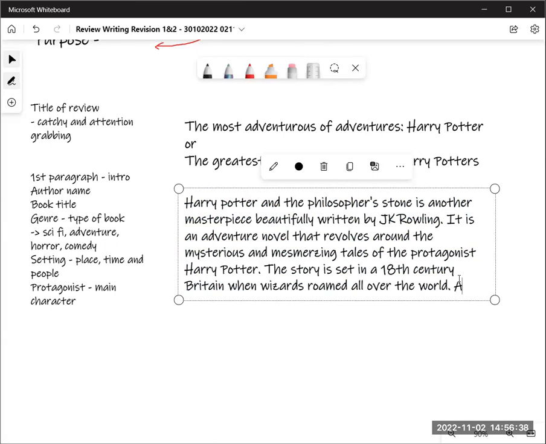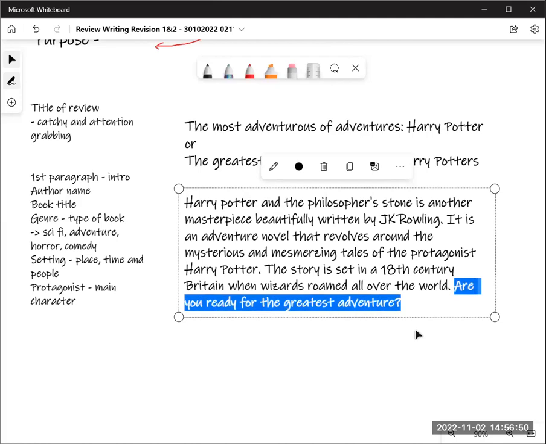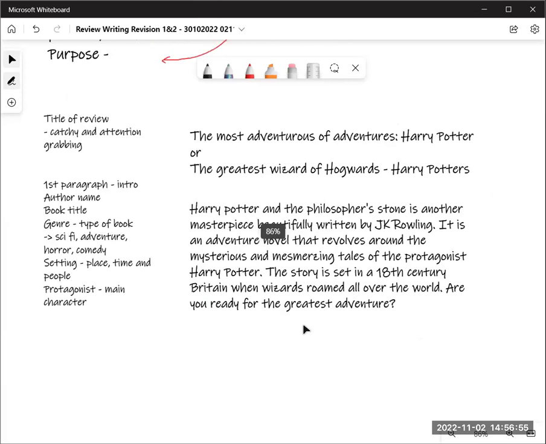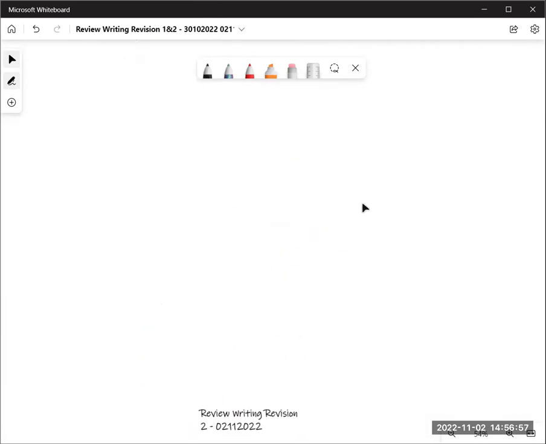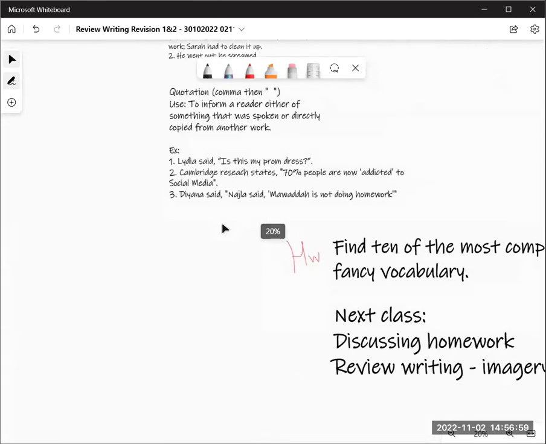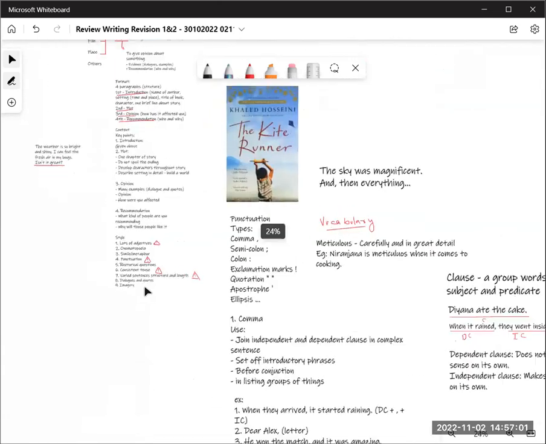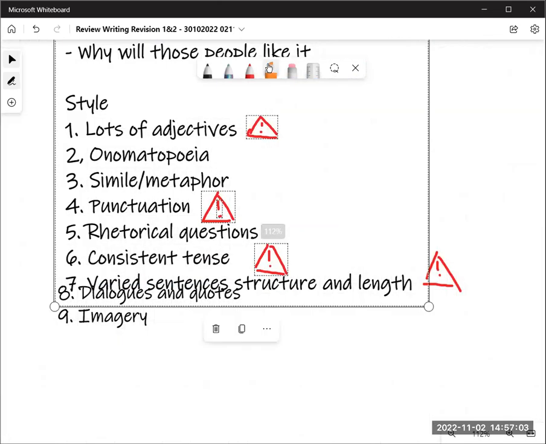Now I'll give one more thing. Are you ready for the greatest adventure? And then I'll put a question mark. Now, what is this? This is called a rhetorical question. You should ask a question in the beginning to grab the attention. Let's see what a rhetorical question is. I mentioned it right here. In the last class, we saw that we should have rhetorical questions.